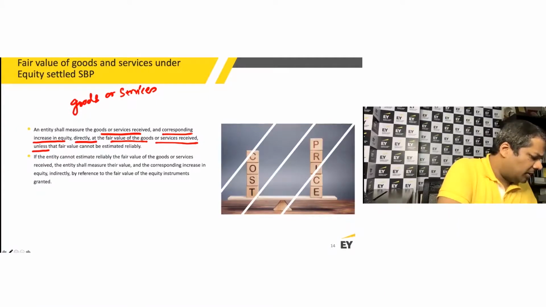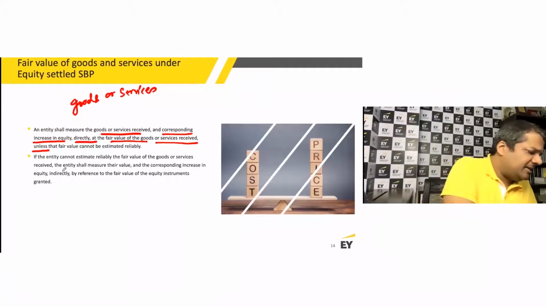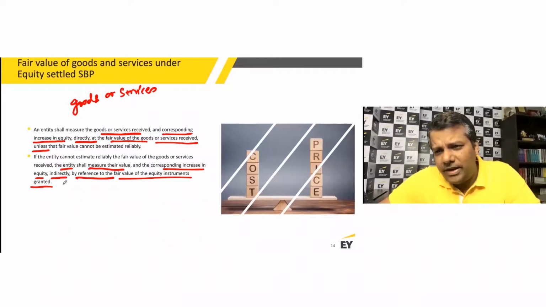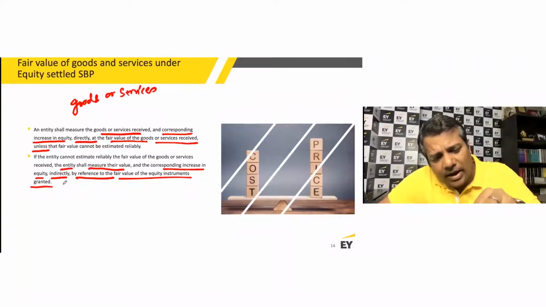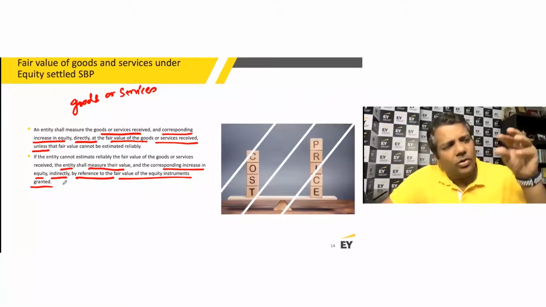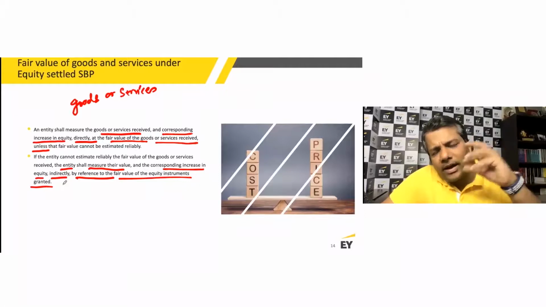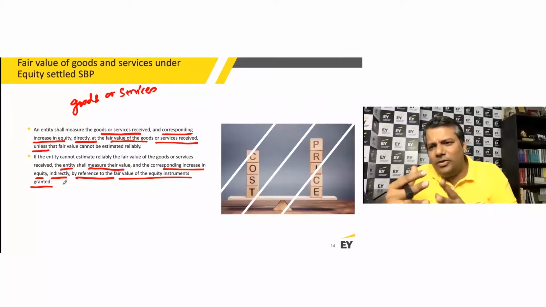If the entity cannot estimate the fair value of goods or services received, the entity shall measure their value and the corresponding increase in equity indirectly by reference to the fair value of the equity instruments granted. So the preferable approach is that you first determine the fair value of the goods or services, and that becomes the transaction value. If you cannot determine it, then you determine it by reference to the fair value of the equity shares.